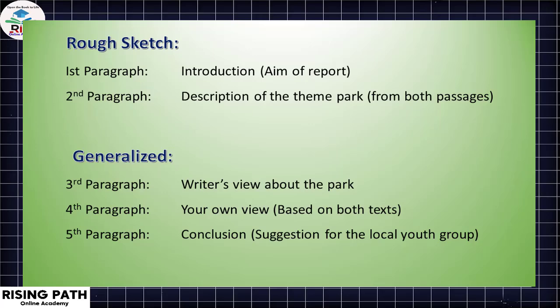So the next, fourth paragraph will be according to the content points, that is your own view, but it is based on both texts. That is, you are going to give your own view, that is what you think should be, what is appealing, and what the group might enjoy or what the group might not enjoy. Then after this, the fifth or maybe the sixth, that is the last, the conclusion, and here according to the text it is going to be a suggestion for the local youth group.